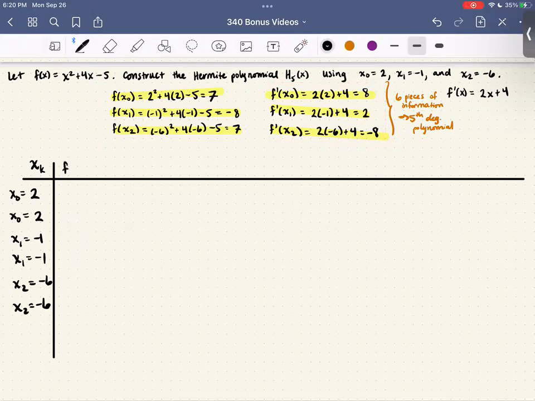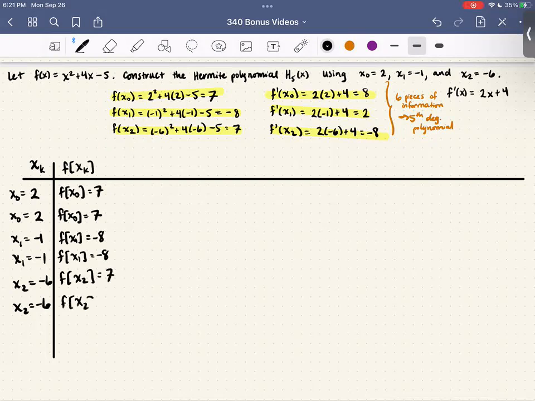Next, I'm going to write down the 0th divided differences, and those are just the function values at each point. So f of x sub 0, we just computed that, is 7. And I've repeated the node, so I'm going to write it down again. F at x sub 1 is -8. And again, I repeated the node, so I'll write it down again. And f at x sub 2 is 7, and I repeated it, so I write it down here.